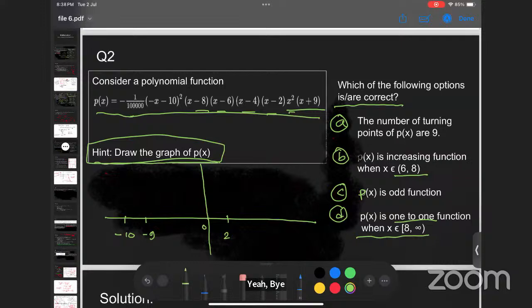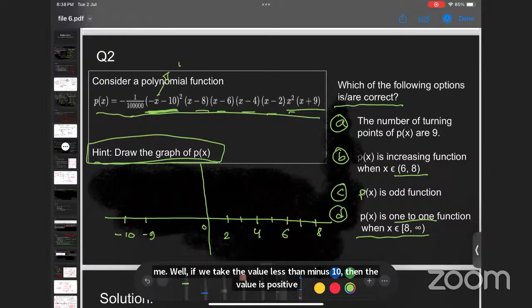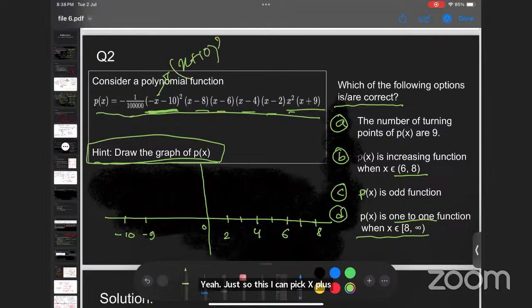Wait, let me write minus 6, minus 8. So first look at the point. If we take a value less than minus 10, then the value is positive. So we can take (x plus 10) squared, right? When a factor has an even exponent, the graph will touch the axis at that point. Yes, ma'am, correct. And then it will cross minus 9 and touch 0.